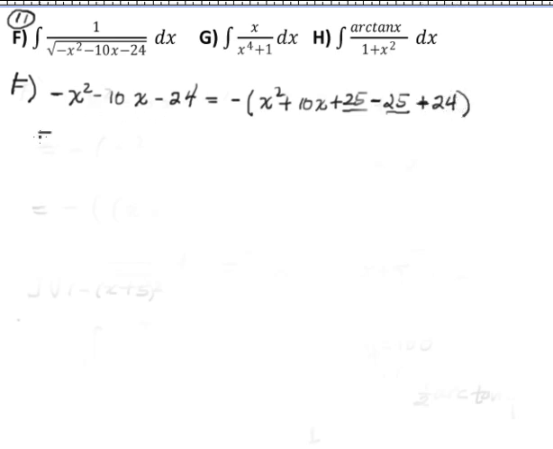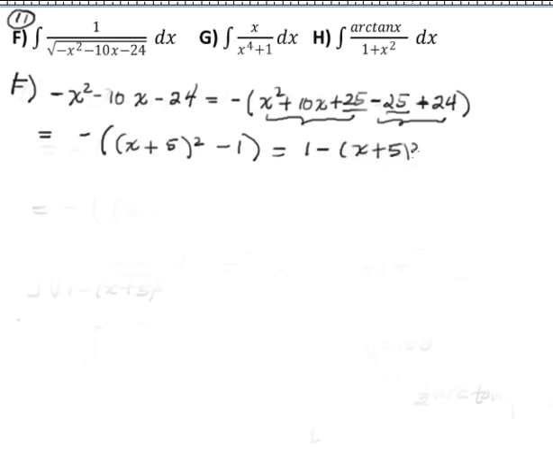Okay, now the first three terms are a perfect square. Factor that perfect square as x plus 5 squared. And this is minus 1. Now let's open up the parentheses, multiplying through by that minus, and we have 1 minus x plus 5 squared. So now the integral is going to look a little bit more like an arc sine.